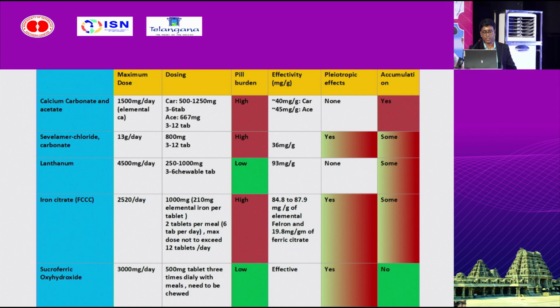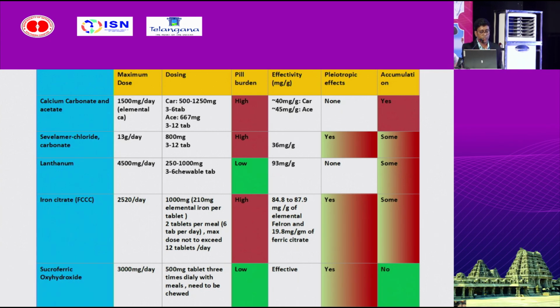Basically, ferric citrate comes as a 1000 milligram tablet, 2 tablets per meal, approximately 6 tablets per day can be used. If the goals are not attained, up to 12 tablets per day can be used, and the binding capacity of phosphorus is 19.8 milligram per gram of ferric citrate tablet.